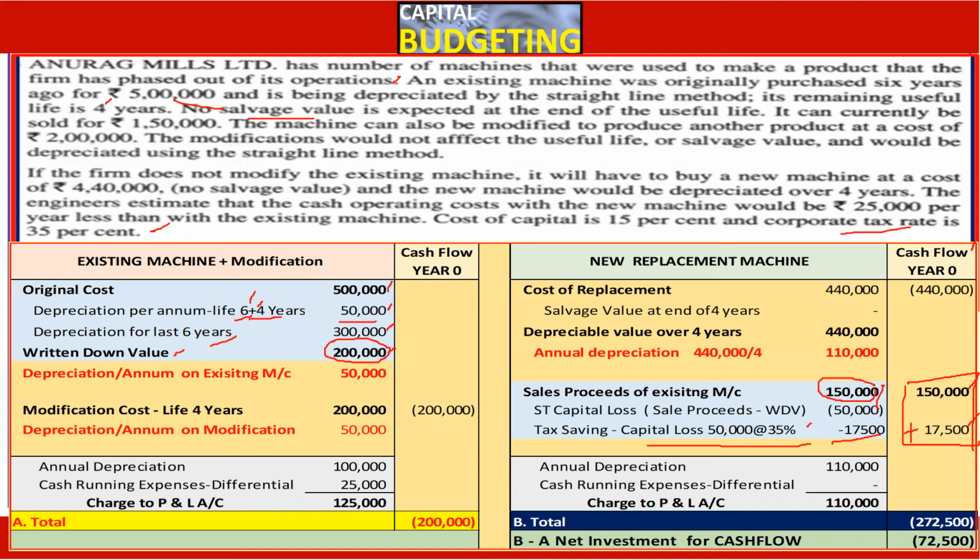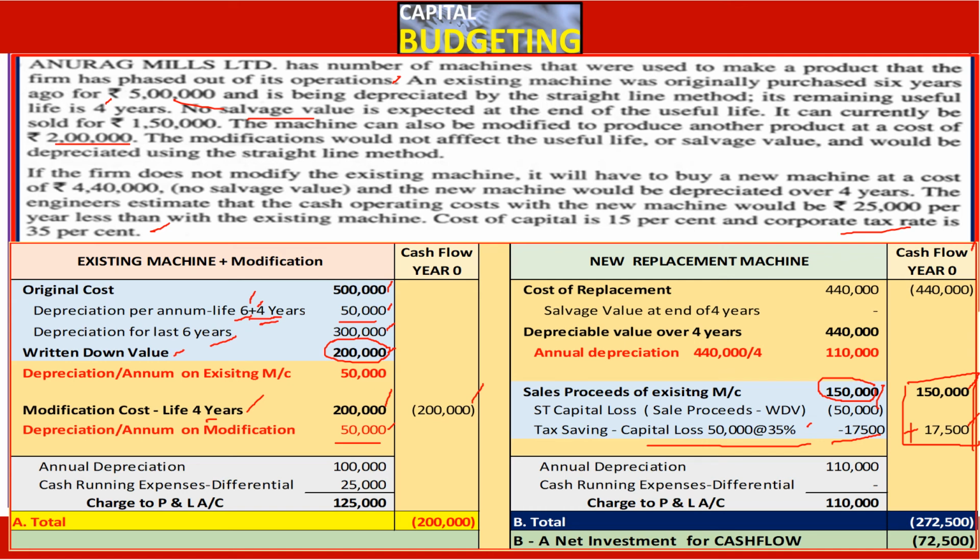The machine can also be modified to produce another product at a cost of rupees 2 lakhs. Means if the machine is not sold, we can modify it and its balance life is 4 years. And when you modify, you incur a cost of 2 lakhs. Means if you retain the machine and not sell it, you have to spend 2 lakh rupees as an outflow. And this 2 lakh has to be recovered within its balance life of 4 years, means annual depreciation will be 50,000.